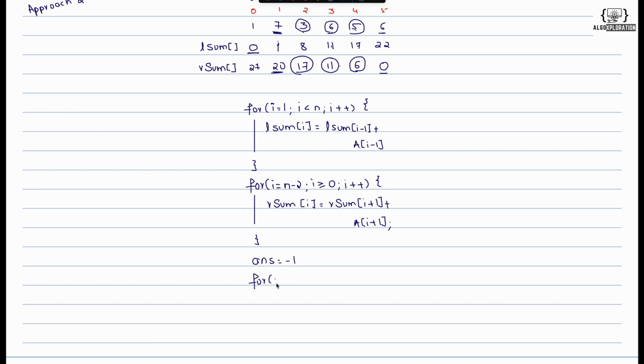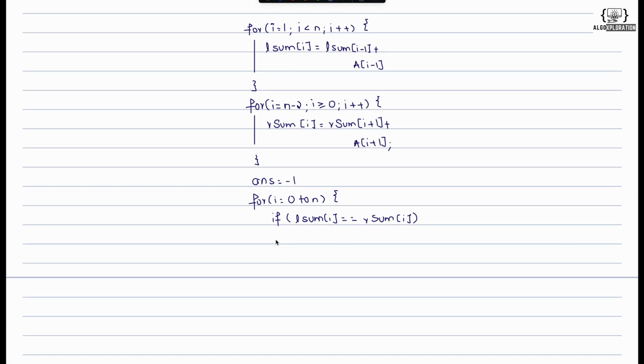Now for i running from 0 to n, if my left sum of i is equal to right sum of i, then update your answer and then break it, because they are telling us to return the least minimum index. So simply break it and then return your answer.